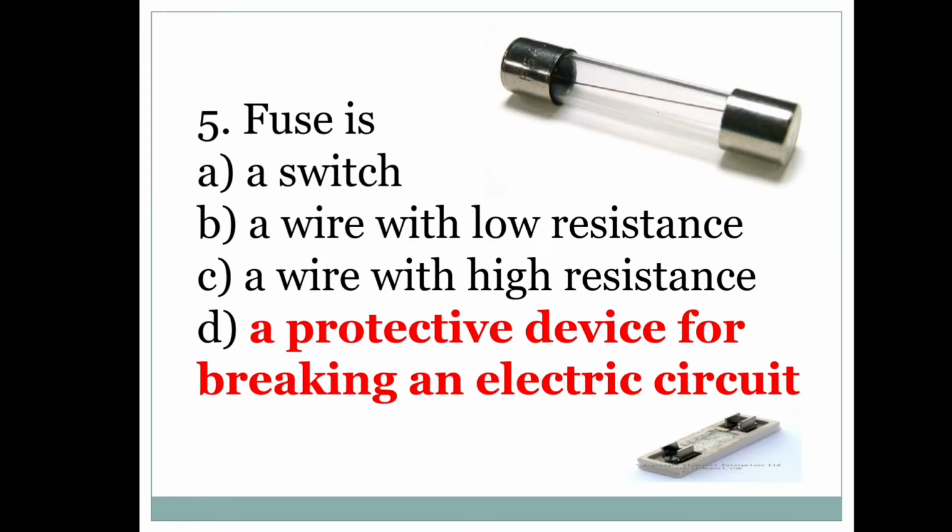Fifth one, fuse is option A switch, B a wire with low resistance, C a wire with high resistance, D a protective device for breaking an electric circuit. The answer is fuse is a protective device for breaking an electric circuit.